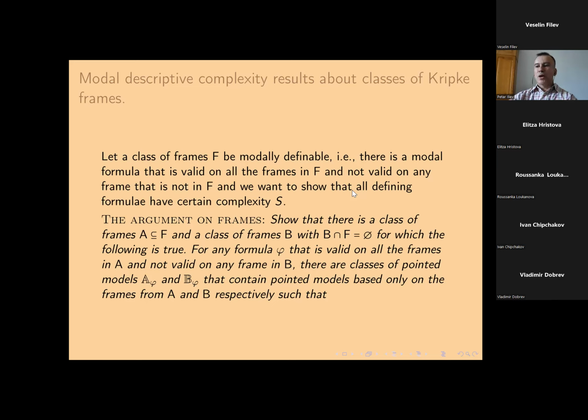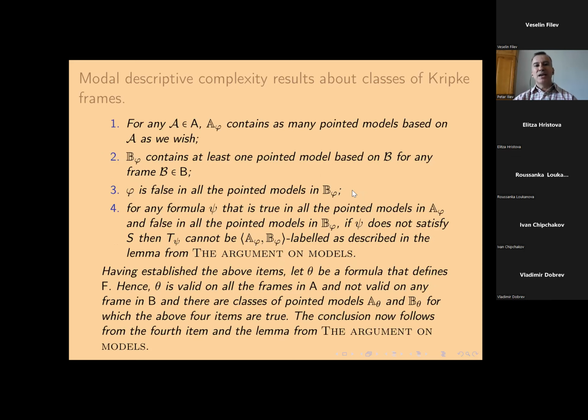a subclass of F, and a class of frames B whose intersection with F is empty, for which the following is true. For any formula phi that is valid on all the frames in A and not valid on any frame in B, you should be able to find classes of pointed models, A phi and B phi, that contain pointed models based only on the frames from A and B respectively, such that for any frame in A, this class of pointed models contains as many pointed models based on that frame as we wish. And the other class of pointed models contains at least one pointed model based on every frame from class B. And we have to show that phi is false in all the pointed models in B phi.